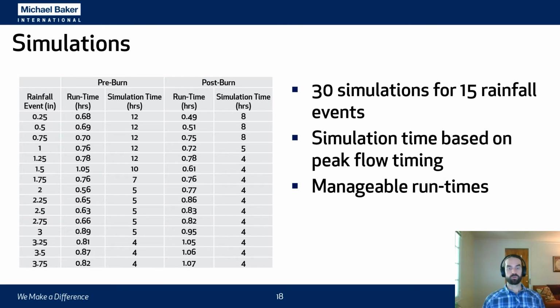Once we had a calibration model, we ran 30 predictive simulations. These were pre and post burn scenarios for each of the 15 rainfall events listed here. We varied the simulation time based on peak flow timing. Where possible, we shortened the simulation time, ensuring that the peak flow made it all the way through the model, but not running much past this, which would create longer run times and larger file sizes. In general, the run times were reasonable, ranging between half an hour to an hour.